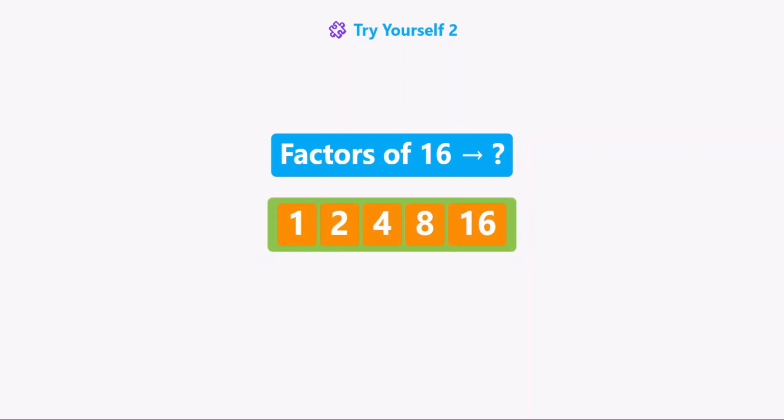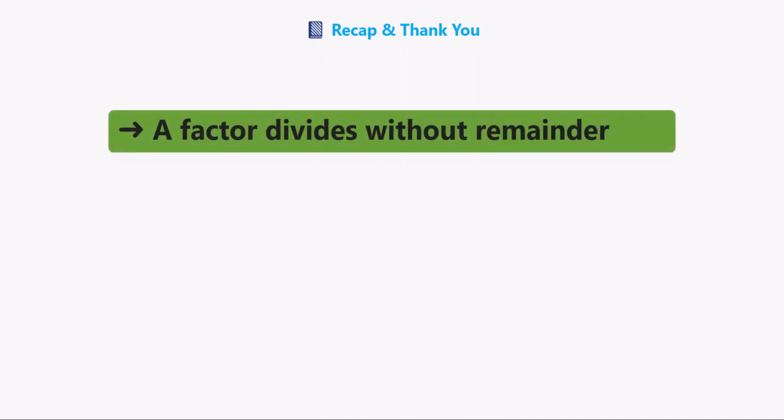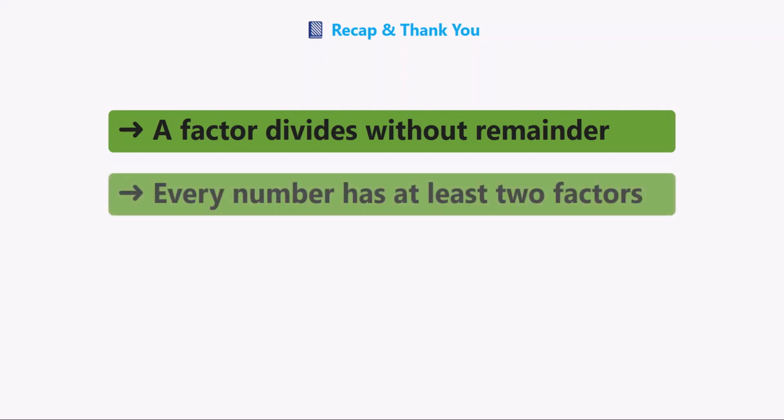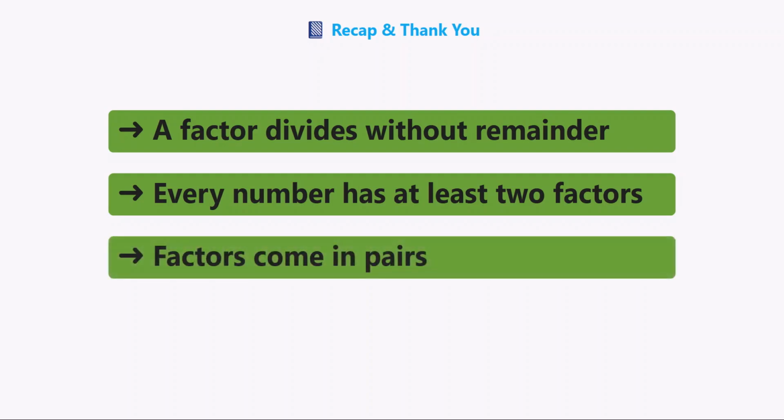Great. Let's wrap up with a quick recap. Let's quickly recap what we learned about factors. A factor is a number that divides another number without remainder. Every number has at least 2 factors, one and the number itself. Factors come in pairs that multiply to the given number.